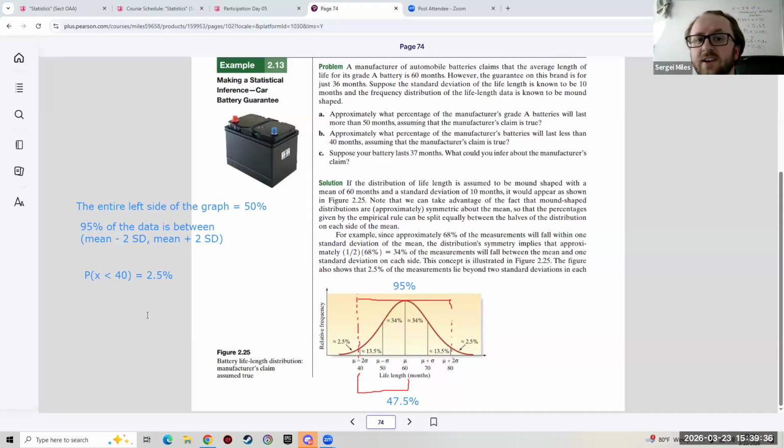Either the company is telling the truth, the average really is 60, or they maybe were lying a little bit to make their product look better, and maybe their average is actually less than 60. Now, in this example, we don't know what the true average is. We don't know if they're lying or not. It could just be dumb luck that our battery died really early. We just don't know, right?